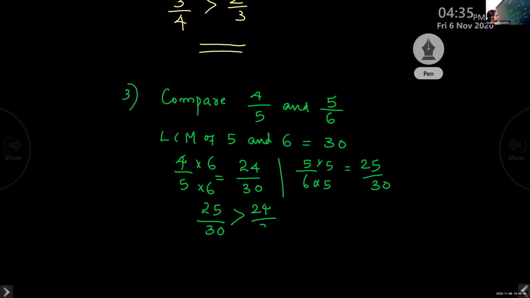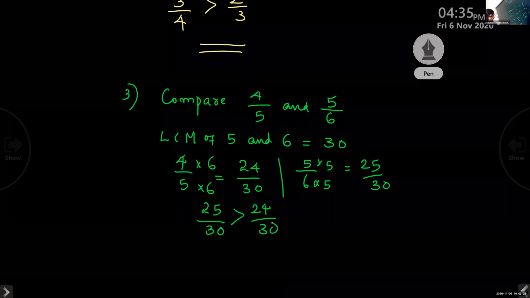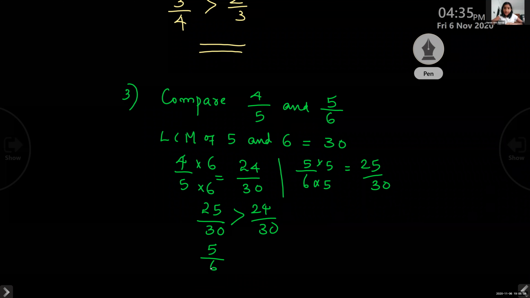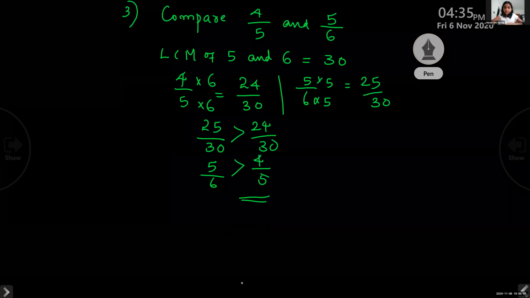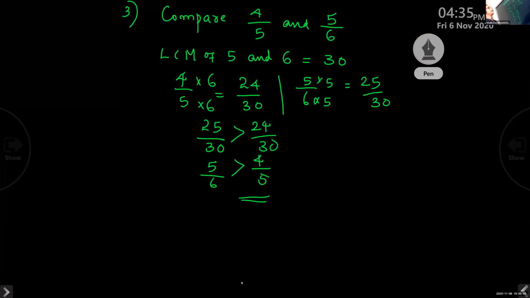But we have to go back to the question, because such a fraction is not there. Then the fraction 5 by 6 is greater than 4 by 5. Clear, children? Is it okay now? Yes, ma'am. Then the next one, I think you understood this.